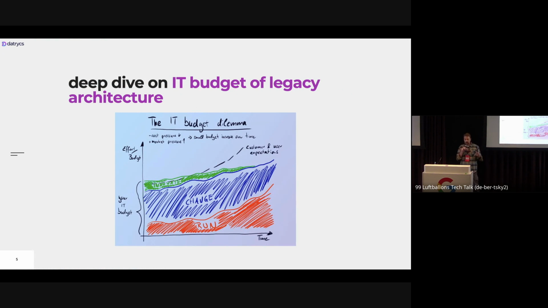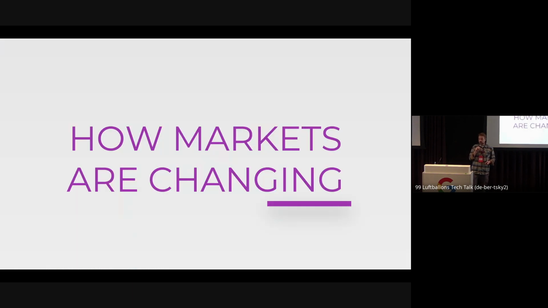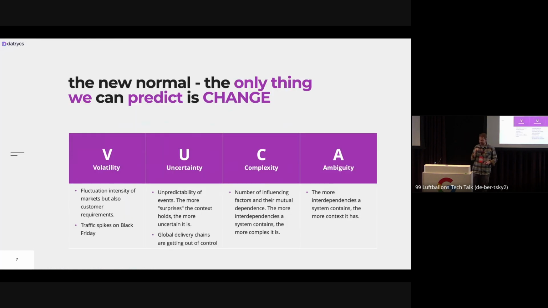If we observe that from a technical point of view, we should also reflect on how markets in general are moving forward. You might have heard the term VUCA. Does anybody know VUCA? Some are nodding, some are not. So let's explain it. The whole market conditions are basically infected by this VUCA term. VUCA stands for volatility, uncertainty, complexity, and ambiguity.